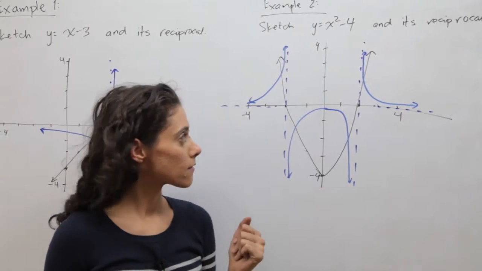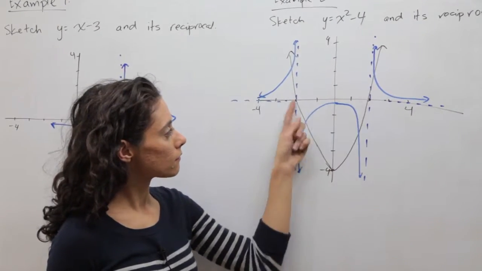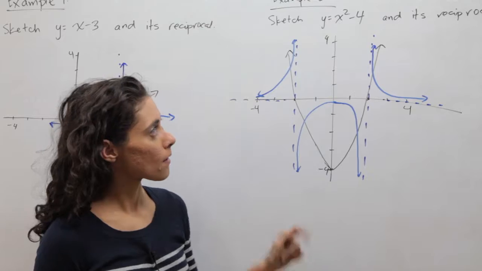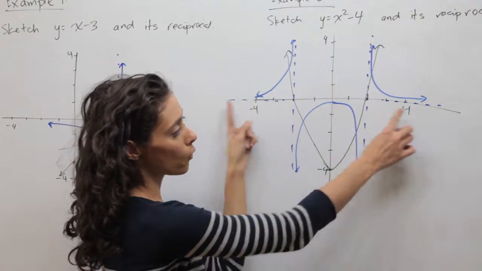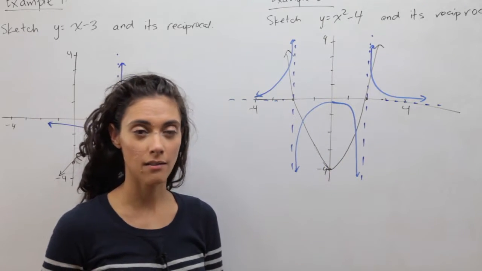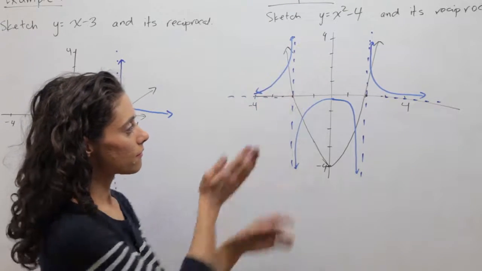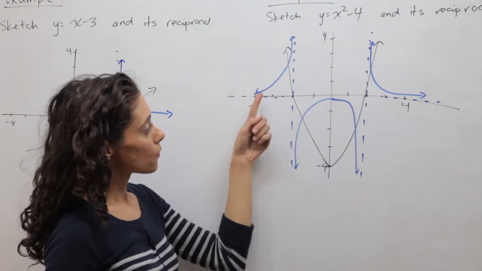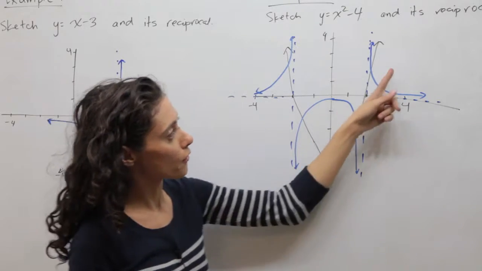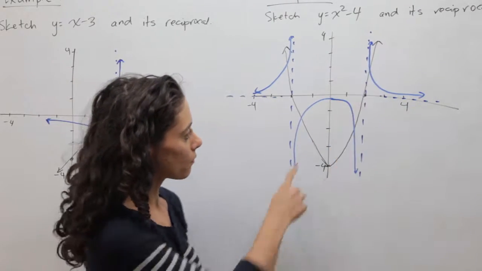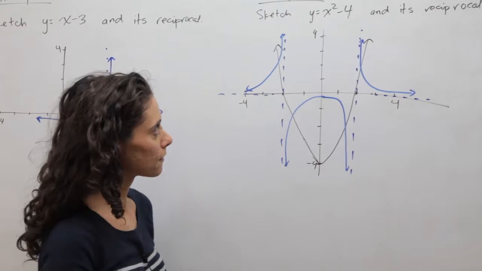Let's go through our properties. The zeros become vertical asymptotes. The reciprocal graph always has horizontal asymptote on the x-axis, or y equals 0. Where this graph is positive above the x-axis, the reciprocal is positive. Over here as well, positive, positive, and where it's negative, the reciprocal is negative.